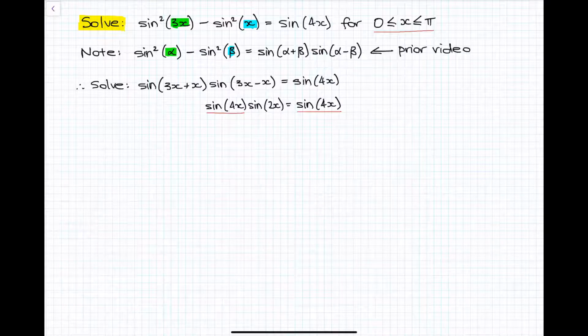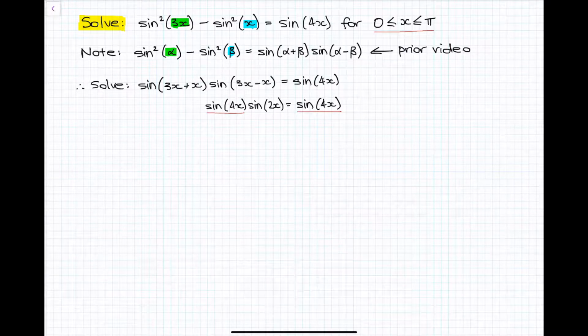So really the best thing we can do is bring the sine 4x over from the right hand side to the left hand side. So in other words, subtract sine 4x from both sides. That way we'll have a right hand side of 0, and then we can make use of the usual techniques of when we've got things multiplied being equal to 0, then it means each item will be equal to 0.